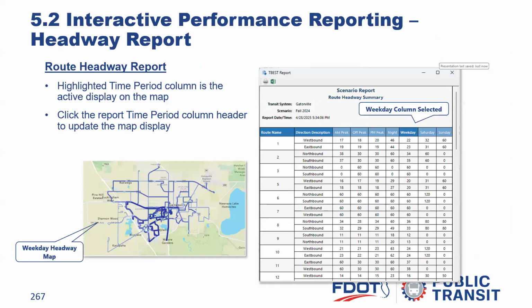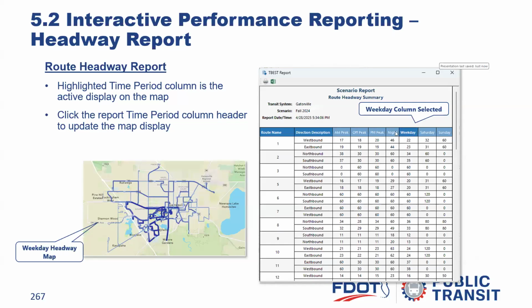All right, so it looks something like this, where if you generate the headway report, it will give you the route name, the direction description, and then the headway for all of your routes by direction. What's kind of unique about this is that you can see we have weekday here as well, Saturday and Sunday in each of our peak periods. And we have the weekday column selected.